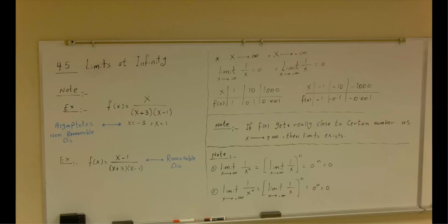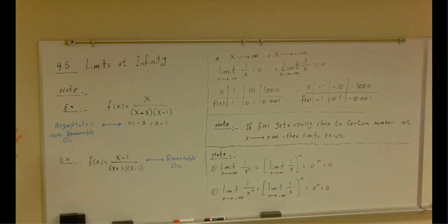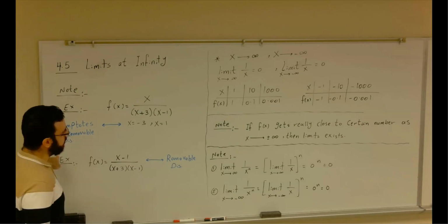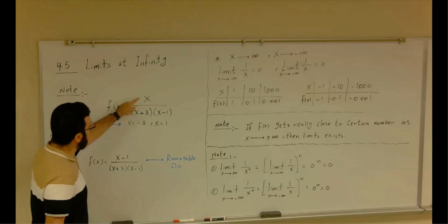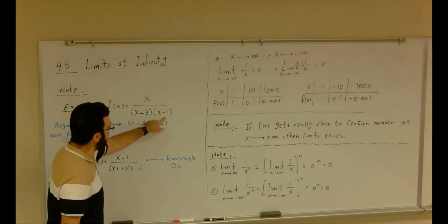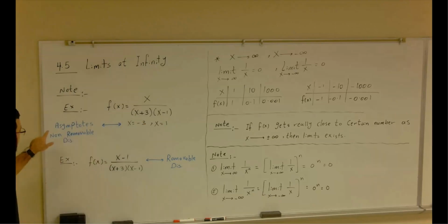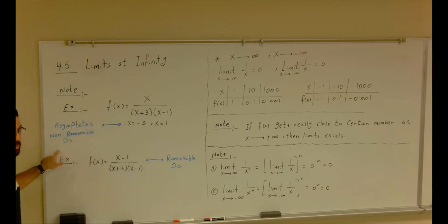So let's start with 4.5, limits of infinity. And you see on the board all the rules, but you have to know how to use the rules. Before we start with notes, I'm going to give you all these notes with example. Remember, if we have x over (x plus 3)(x minus 1), these are what? Asymptotes. Asymptotes, and in this case, non-removable discontinuity.